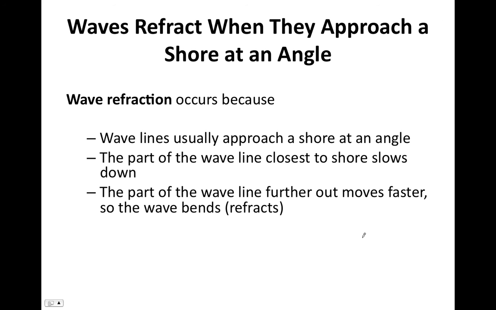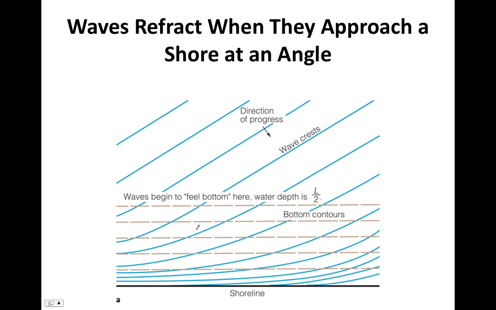So waves often refract, or they change direction as they come ashore. This is because wave lines, or crests, so a wave line is just a line along the crest of a wave, usually approach shore at an angle. And so the part of the wave front or wave line that's closest to the shore is in shallower water, so it slows down. So the part of the wave line that's closer to the shore is now traveling at a slower speed than the part of the wave line that's further from shore. This causes the wave line, or the crest of that wave, to bend, which is called refraction.